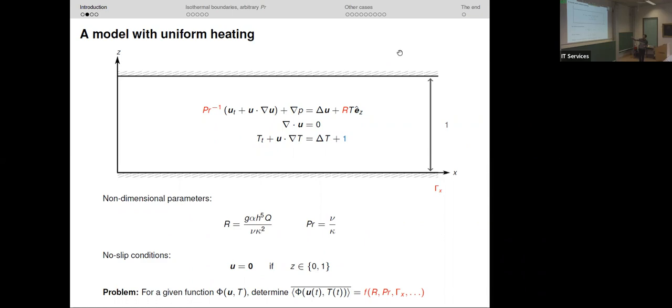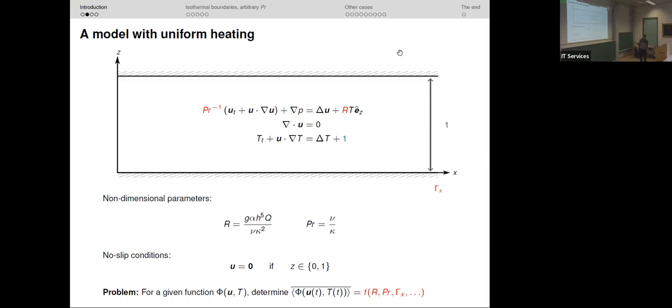One is the presence of a unit source on the right-hand side of the heat equation, which is this uniformly distributed source of heat. And it is unity because I've non-dimensionalized the temperature units using the heating rate in order to build my temperature scale. And as a consequence, the second difference is in the definition of this Rayleigh number, which I denote by R, as opposed to Ra, which is the standard one, because it is a flux Rayleigh number, and it is defined using the dimensional magnitude Q of this uniform heating source. So the temperature scale here would be QH squared over kappa, I believe.